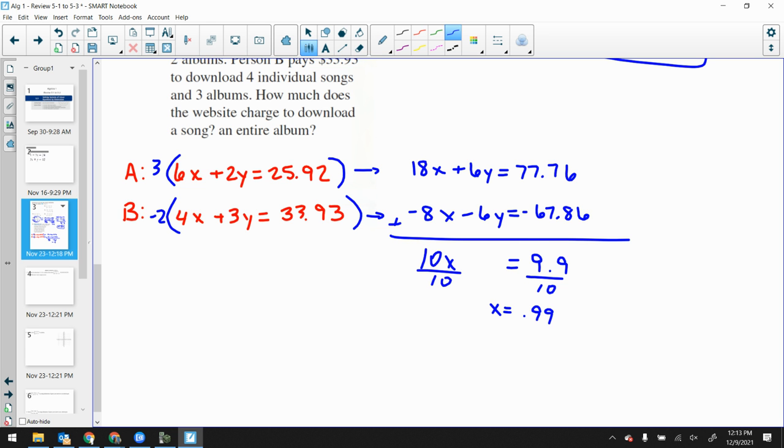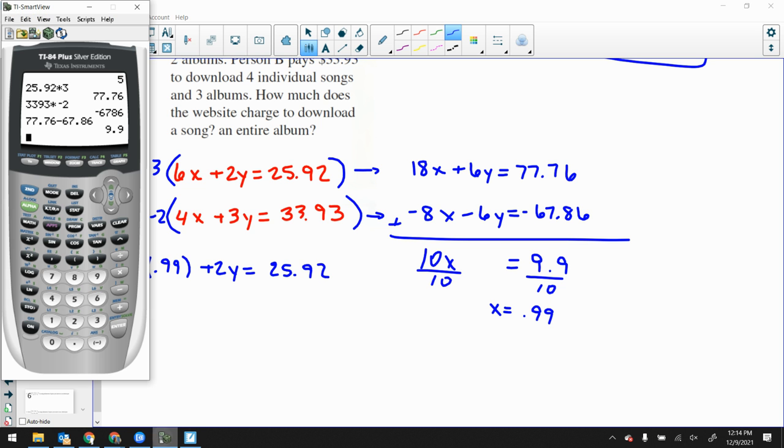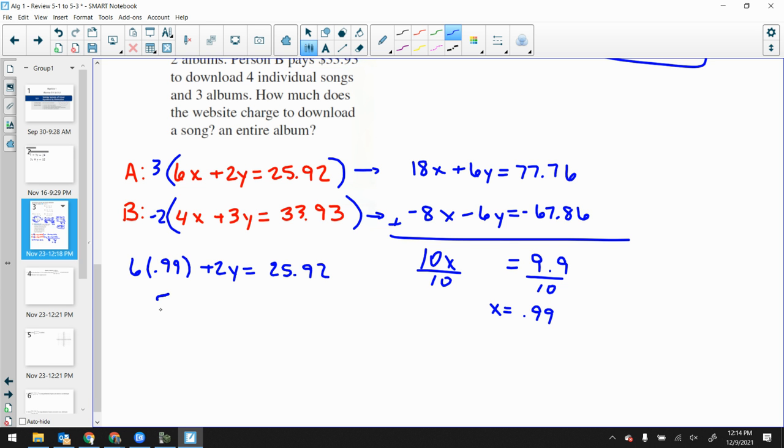Let's solve for the y value. Let's go back into A. 6 times 0.99 plus 2y is 25.92. Okay, so 6 times 99 cents, 5.94, yeah. 5.94 plus 2y is 25.92. We subtract over the 5.94.